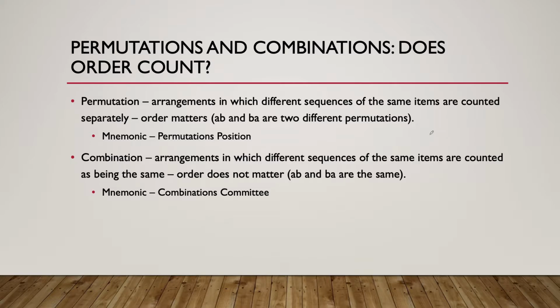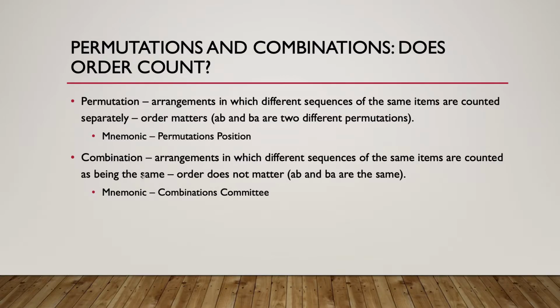A permutation is an arrangement in which different sequences of the same items are counted separately. Order matters, meaning that AB and BA are 2 different permutations, since the order of A and B would be 2 distinct options. A mnemonic that might help in this regard is that permutations have position. So permutations have a specific position.